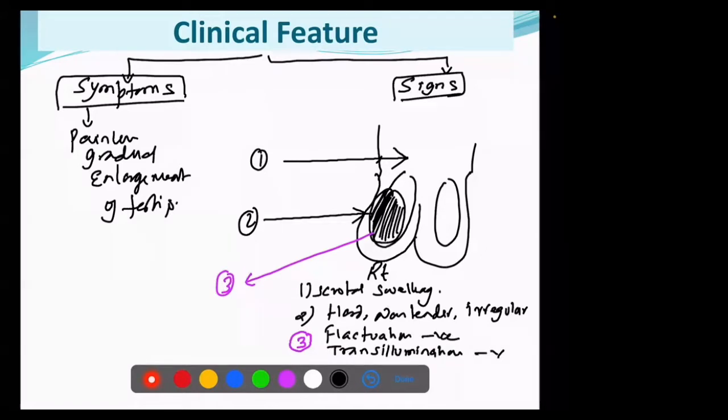transillumination is negative. Whenever there is fluid inside any swelling, if you pass light through this swelling, by using a small torch light, then it will glow, indicating there is fluid inside. But as it is a solid tumor, this will not glow. That is indicating this is not a fluid.